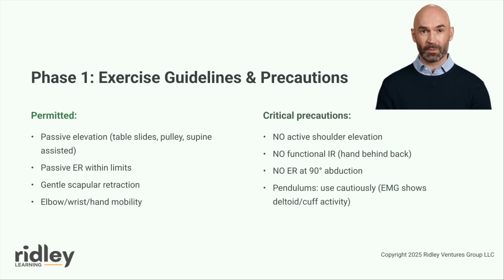These limits are designed to protect the subscapularis repair while preventing adhesive capsulitis, a complication that occurred more frequently in earlier eras when prolonged immobilization was routine. Active shoulder elevation is strictly contraindicated during Phase 1, as is placing the hand behind the back, which is functional internal rotation, external rotation at 90 degrees of abduction, and any weight-bearing activities involving the operative upper extremity.